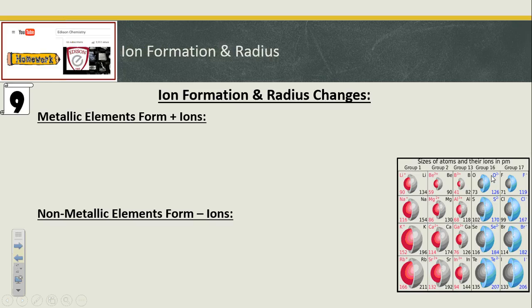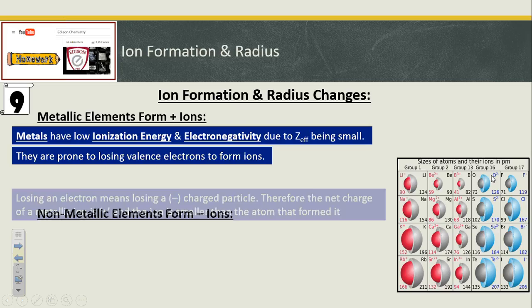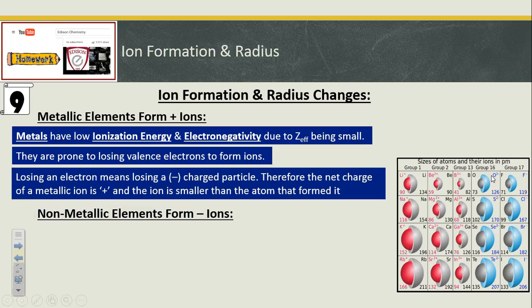Ions. Metallic elements like to form positive ions because they have low ionization energy and electronegativity, because the effective nuclear charge is very small, because the metals are arranged on the left side of the periodic table where effective nuclear charges are small. They lose their valence electrons when they make ions. That leads to positively charged ions because, again, electrons are negatively charged. So the net charge of a metallic ion is always positive, and it will be smaller than the atom that formed it because that valence shell loses the electron.